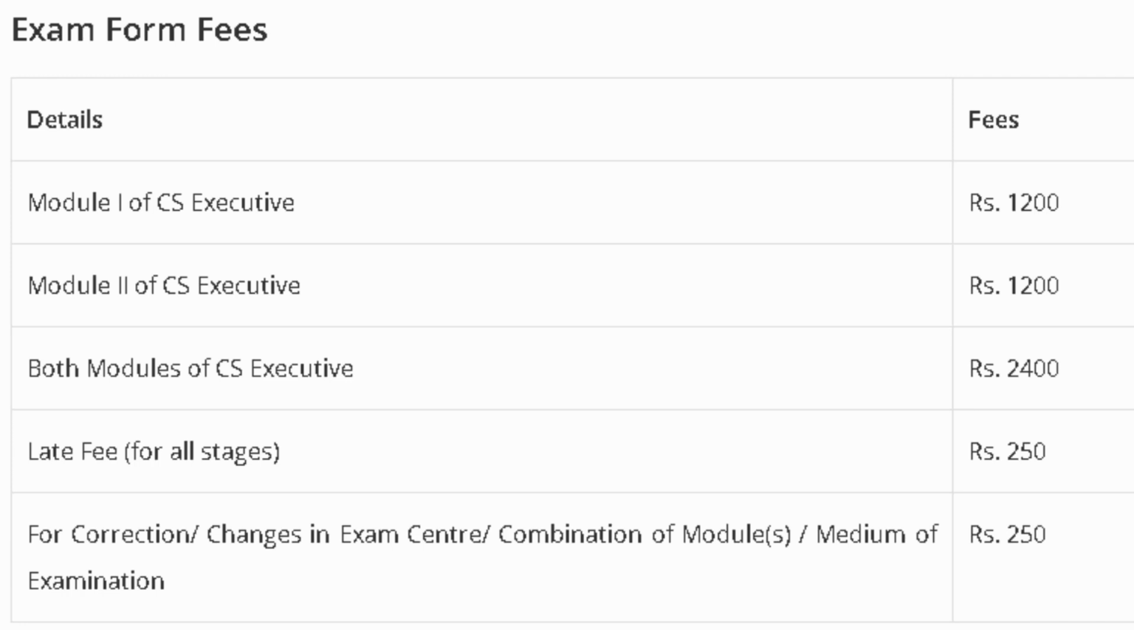So if somebody is paying 1200 rupees within 25th, it is only 1200 rupees. If it is after 25th, then it is 1200 plus 250 for late payment fee in terms of examination. If there is any kind of correction, then an additional 250. So if you are paying after 25th, it is 1200 plus 250, but post that, if any correction is there, another 250 you have to pay.